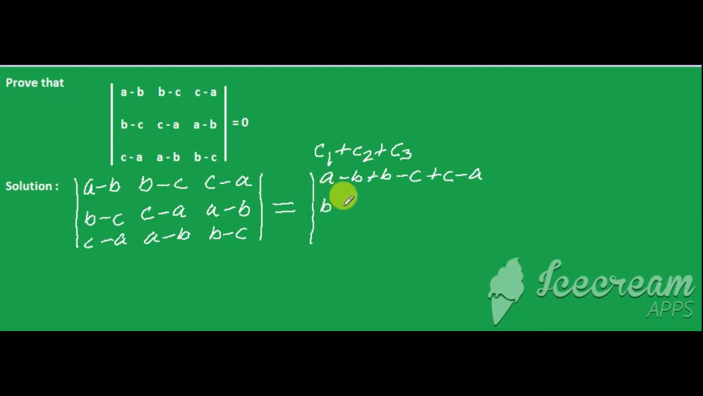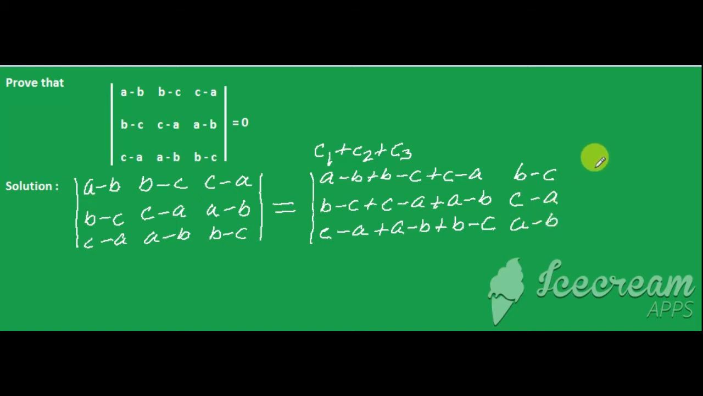And the second element of the first column becomes B minus C plus C minus A plus A minus B. And the third element will be C minus A plus A minus B plus B minus C. And the second column remains as it is, B minus C, C minus A, A minus B. And the third column will also remain as it is, C minus A, A minus B, B minus C.